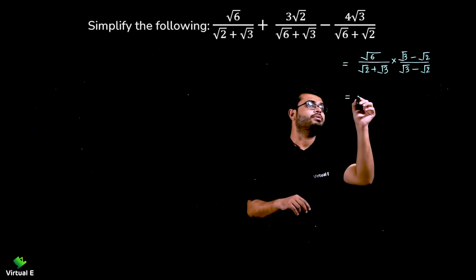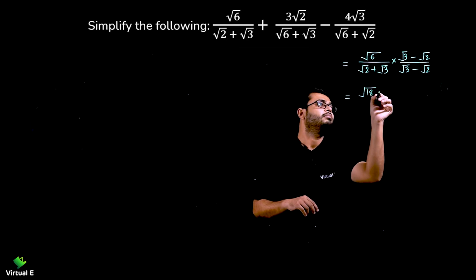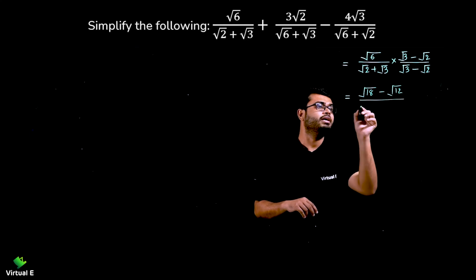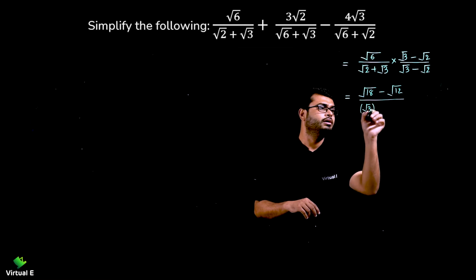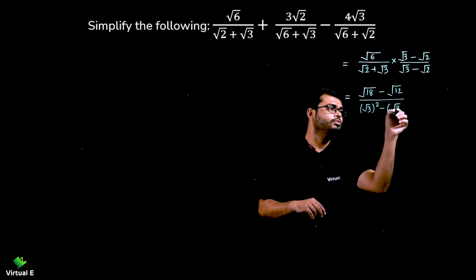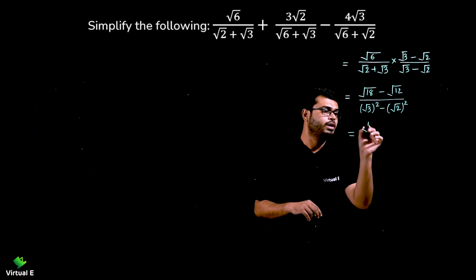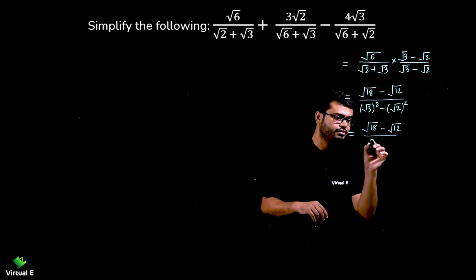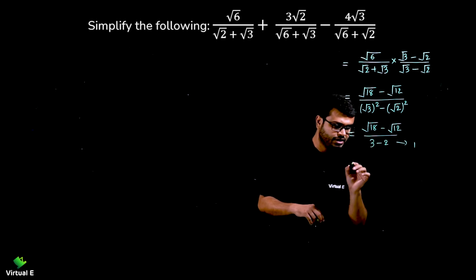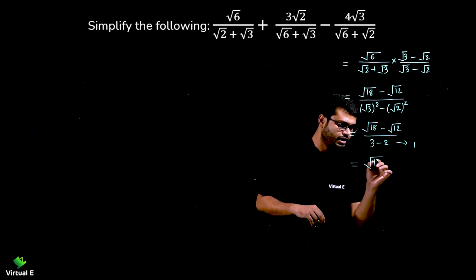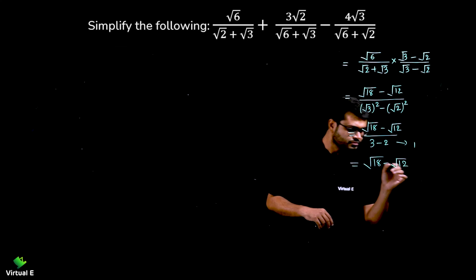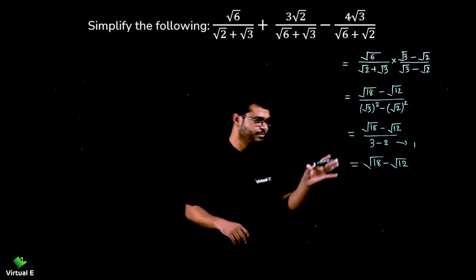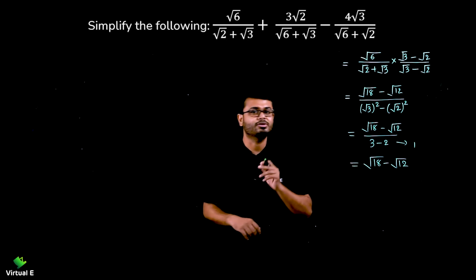Root 6 multiplied by root 3, that is what? Root 18, minus root 6 multiplied by root 2, that is root 12, over, we can write over here, root 3 square minus root 2 square. So here square root of 18 minus square root of 12, as it is, I am keeping 3 minus 2, that is 1. So what is the final answer? Square root of 18 minus square root of 12. For a while I am going to keep it as it is. I am not going to convert it into factors of perfect squares, right? Keep it as it is, that will work out. There's a reason behind that, you'll come to know at the end.